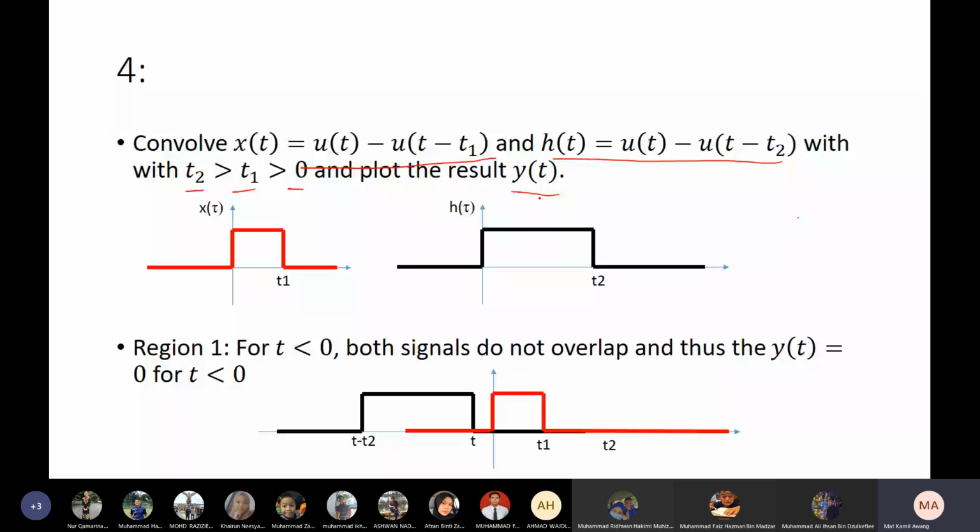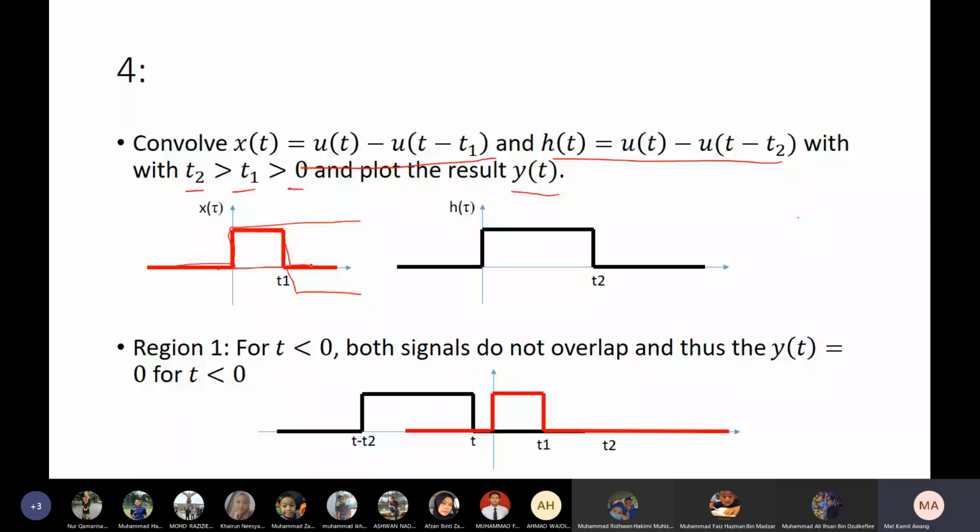So x of t, which is u of t minus u of t minus t1, is actually this function. This is what we call a rectangular function. Because u of t is basically this. This is u of t. Then minus u of t minus t1 is basically this function. So when you add, you get this function. So you have a rectangular function.